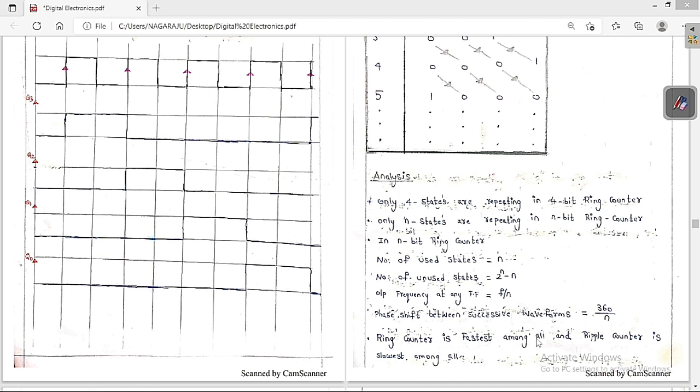Ring counter is the fastest among all, and ripple counter is the slowest among all. Ring counter being the fastest means we get back the original state again very quickly.